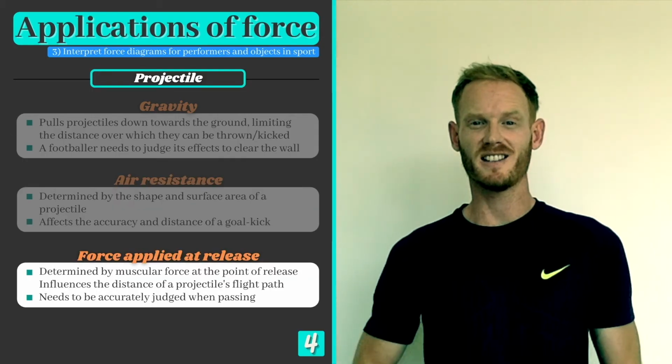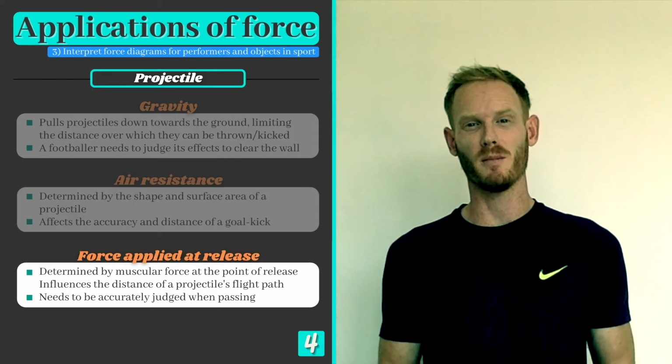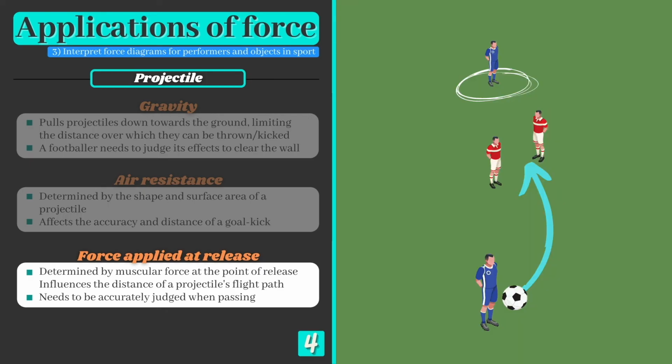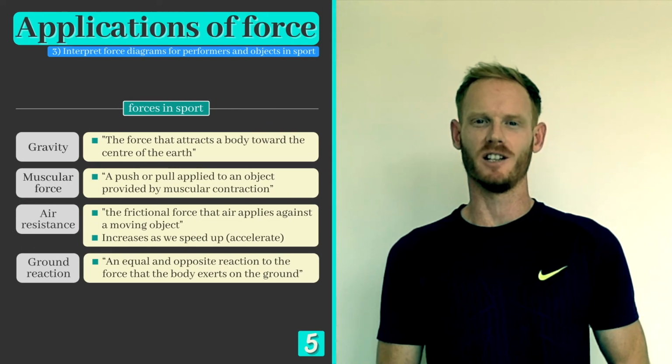The force applied as an object is released is determined by muscular force and will affect the distance of a lofted pass. Too little force and the pass will be intercepted, while too much force could cause the ball to overrun. Now it's your chance to put what you've learned to the test.